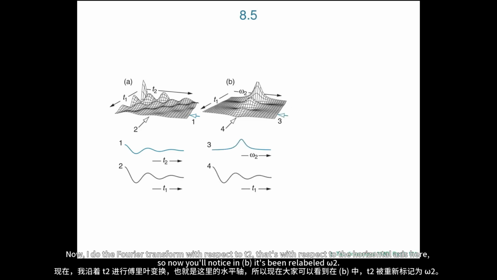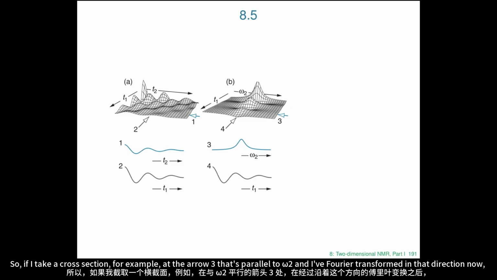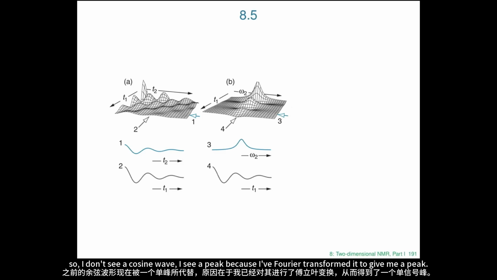Now I do the Fourier transform with respect to T2. That's with respect to the horizontal axis here. So now you'll notice in B, it's been relabeled omega 2. If I take a cross-section, for example, at the arrow 3, that's parallel to omega 2, and I've Fourier transformed in that direction now, so I don't see a cosine wave, I see a peak, because I've Fourier transformed it to give me a peak.